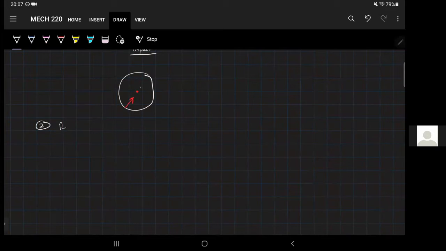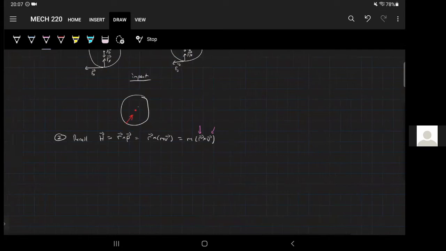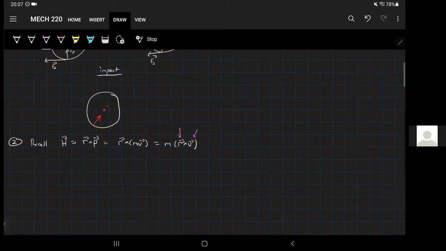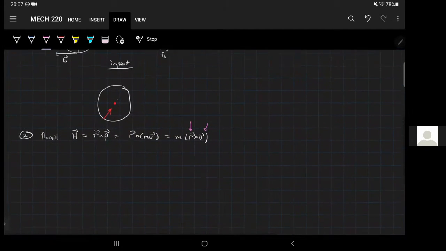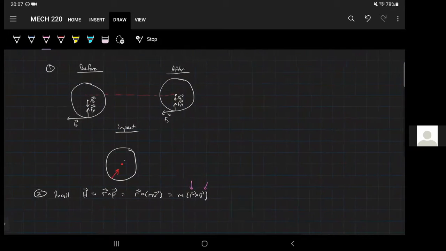So I'm just going to do a small summary. The angular momentum is equal to r times p, p being the momentum, and we can rewrite this as r cross v, which is m r cross v. The velocity is the velocity of the object, and r is the distance from a coordinate that we choose to put. So once again, we'll have to choose this coordinate smartly to have a good way of solving this.